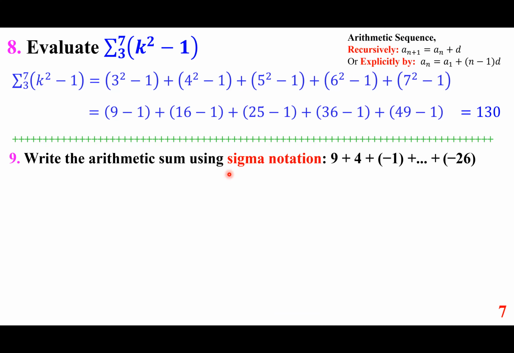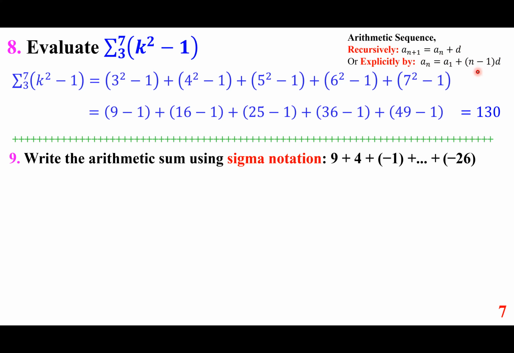Write the arithmetic sum using sigma notation, 9 plus 4 plus -1 all the way to -26. And again, reminding everyone that a sub n plus 1 is a sub n plus d, the common distance or difference. That's recursively, explicitly a sub n is a sub 1 plus n minus 1 times d. So we are really looking at that one, and we put it in some sort of a summation from lower limit to upper limit. So what would be the k squared minus 1, whatever we come up with here.